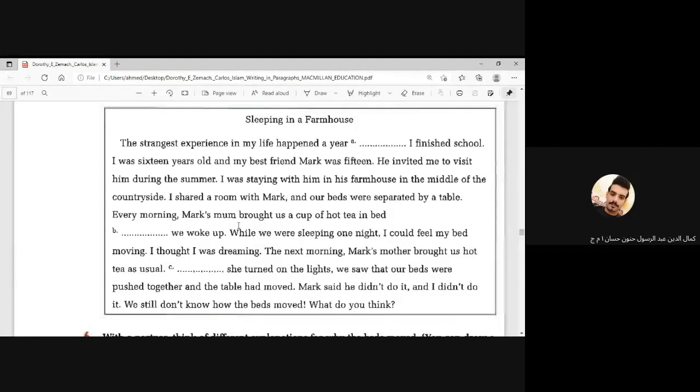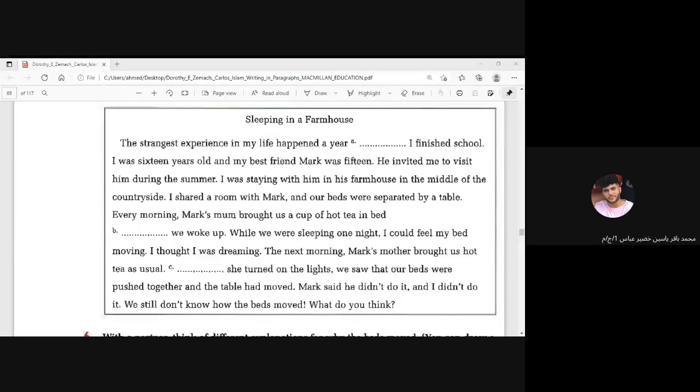Every morning, Mark's mom brought us a cup of hot tea in bed. After we woke up, while we were sleeping one night, I felt my bed moving. That's enough. Thank you very much. Okay. Yes, Fatma Hussein. I thought I was dreaming. The next morning, Mark's mother brought us hot tea as usual. When she turned on the light, we saw that our beds were pushed together and the table had moved. Mark sighed. That's enough. Okay. Thank you very much. Muhammad Baqir Yasin.